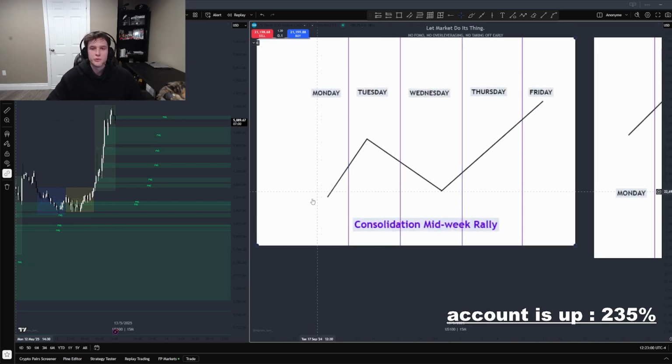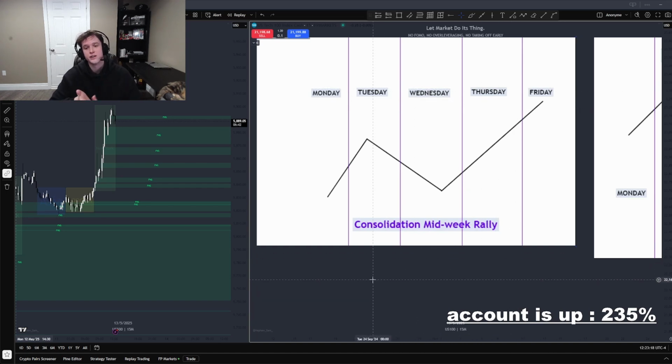For a consolidation midweek rally, you're consolidating early in the week, and then on Thursday, Friday, you break out higher. That's because price hasn't reached a high time frame premium yet, and there's no bearish signs. So once you reach your premium, you can expect a pullback and then a move back higher, right? I don't know if that makes sense.